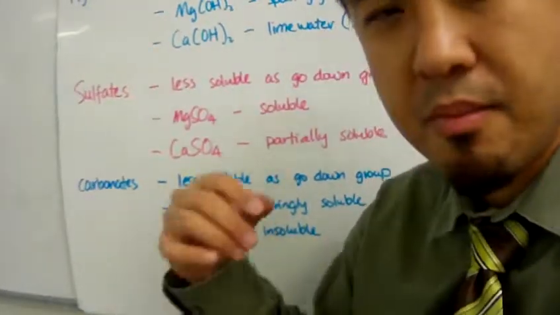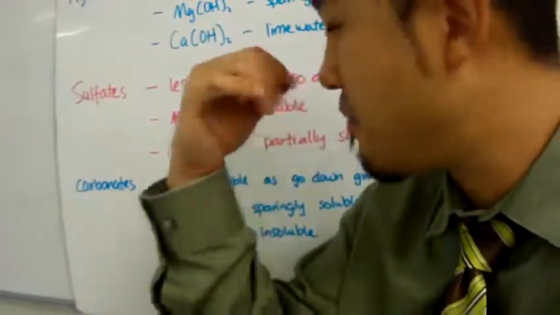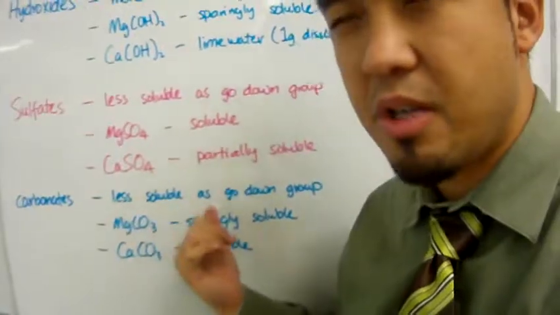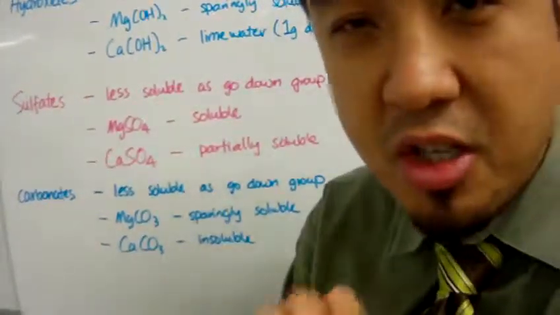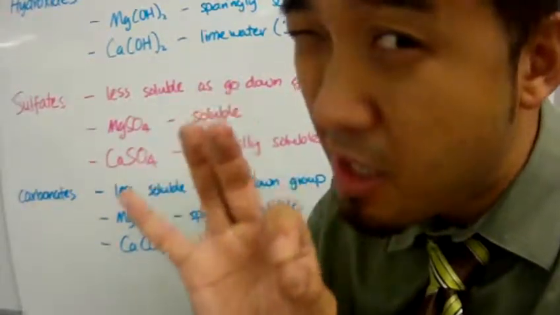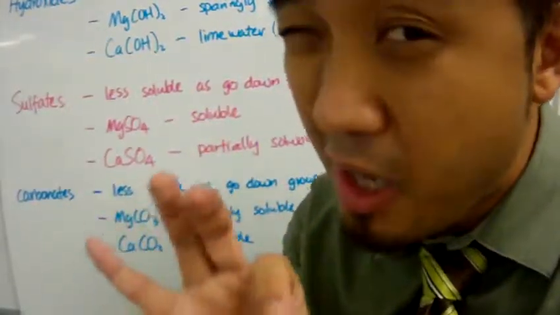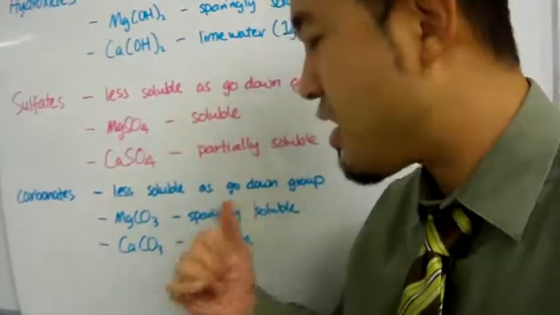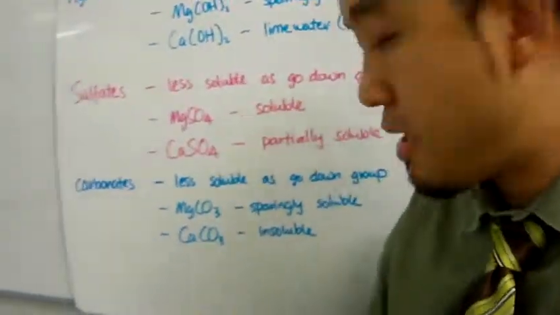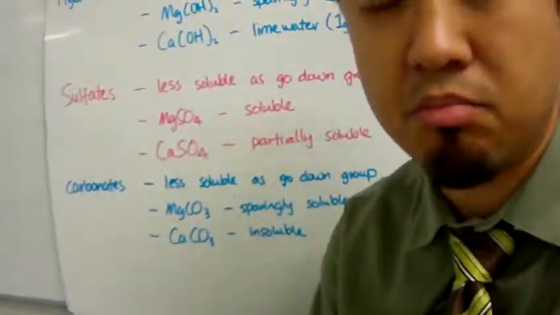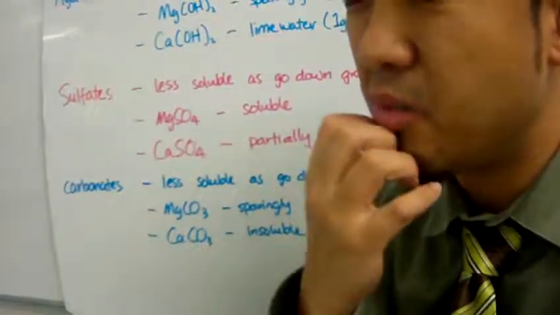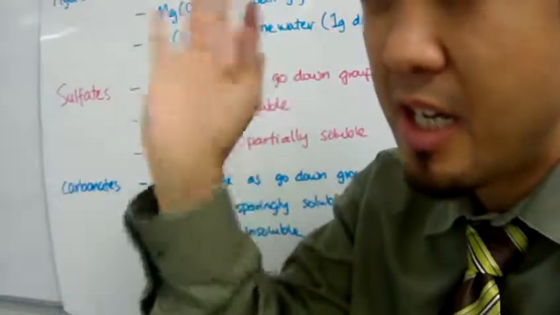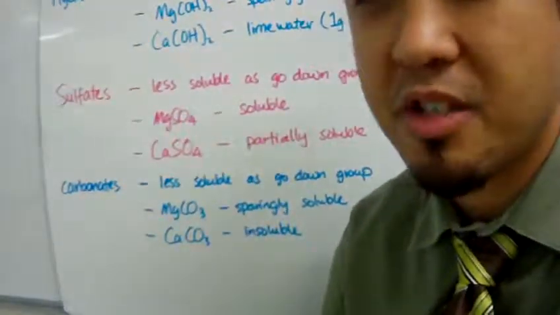Carbonates. Alkaline earth carbonates get less soluble as you go down the group. Magnesium carbonate is sparingly soluble. That means it's just a little bit soluble, mostly insoluble. But calcium carbonate, well, that's insoluble. But it isn't. Okay, maybe a little soluble if you add a bazillion liters of water. Just kidding.